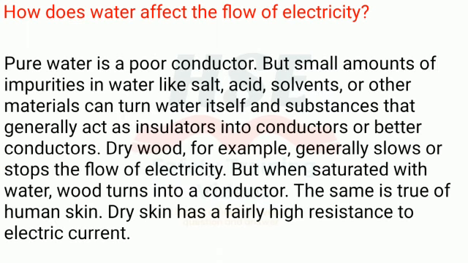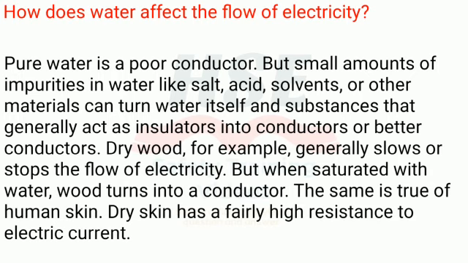How does water affect the flow of electricity? Pure water is a poor conductor. But small amounts of impurities in water like salt, acid, solvents, or other materials can turn water itself and substances that generally act as insulators into conductors or better conductors. Dry wood, for example, generally slows or stops the flow of electricity. But when saturated with water, wood turns into a conductor.